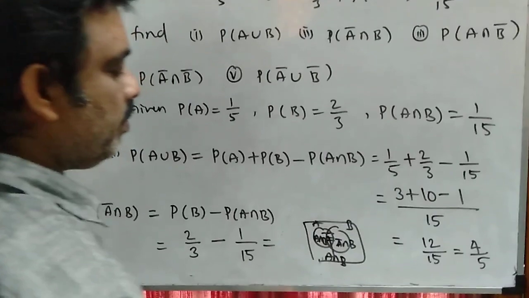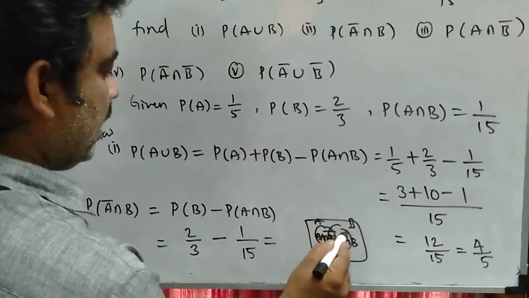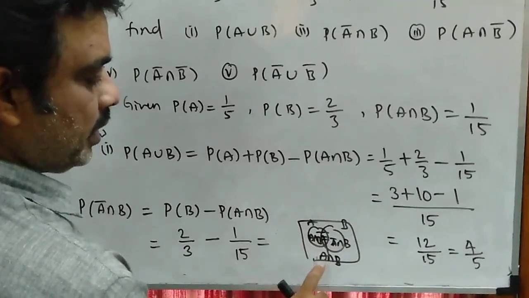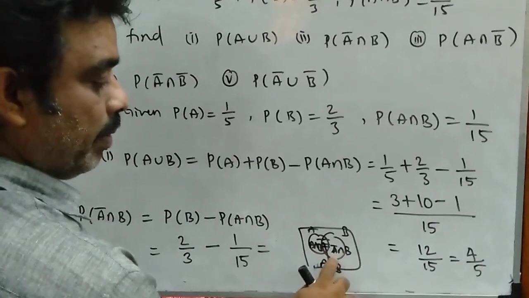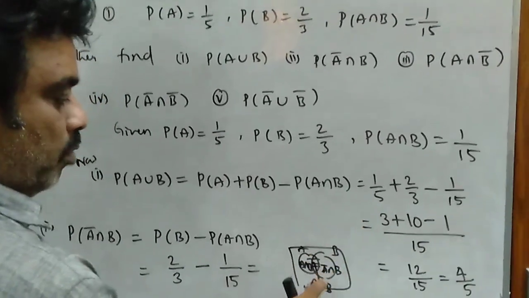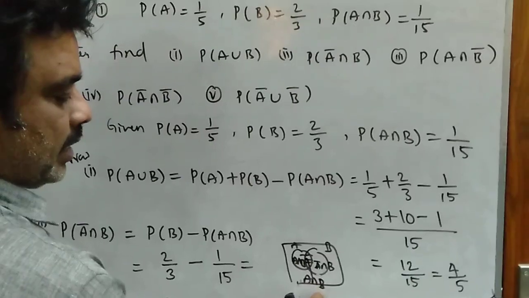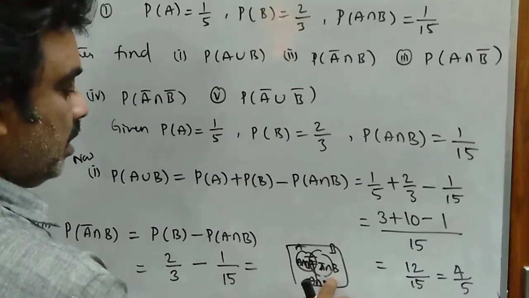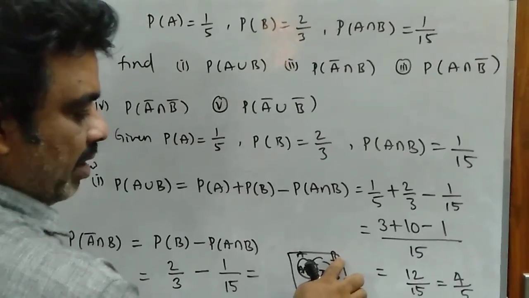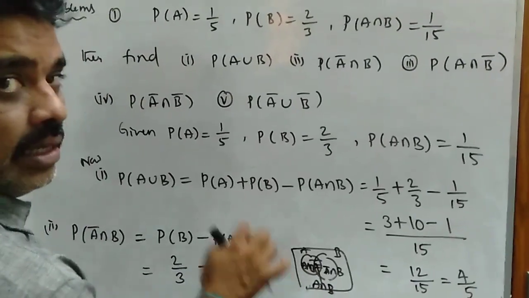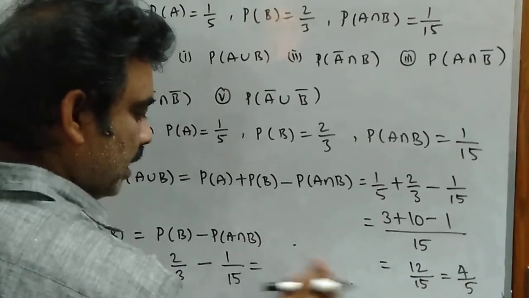A bar intersection B. Write the set B as a union of two mutually exclusive events: A intersection B union A bar intersection B. Taking probability, P of B is P of A intersection B plus P of A bar intersection B. So P of A bar intersection B is P of B minus P of A intersection B. That is the result.